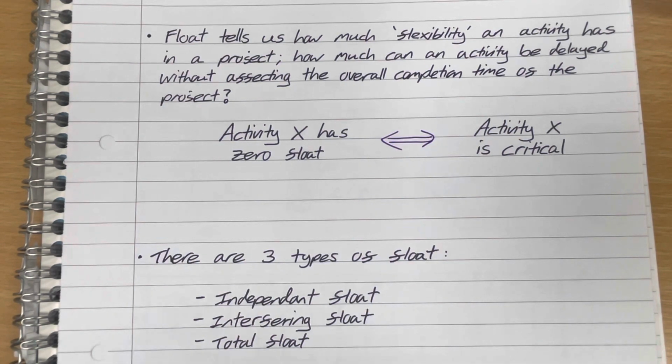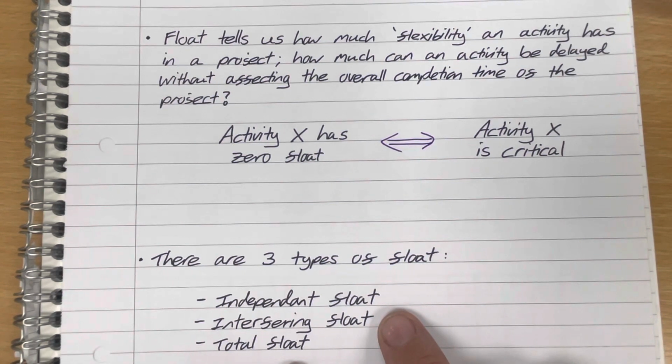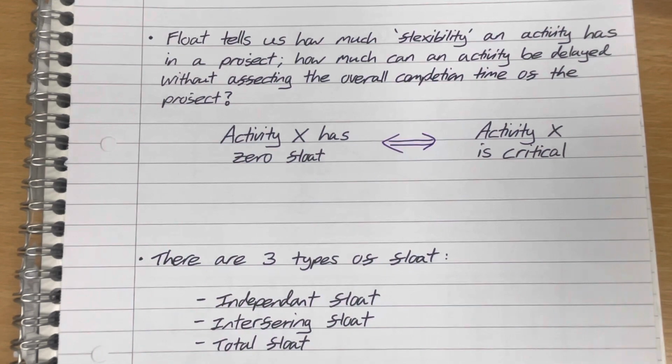Okay, and that will become a little bit clearer when we calculate these and do some examples in a little bit. The total float is just the sum of those two. So it's how much float an activity has. An activity can have float that is both independent and interfering. So we'll see those in the calculations in a bit.